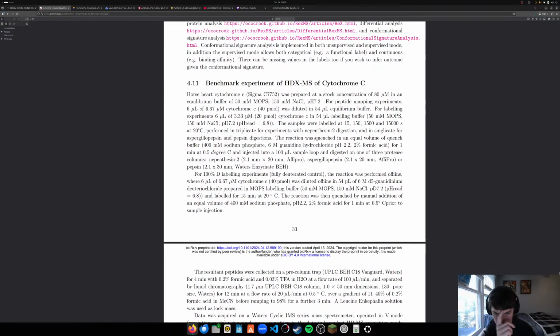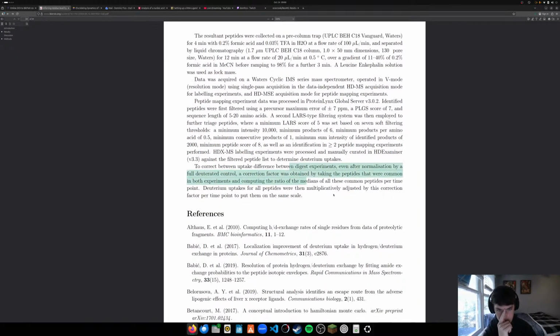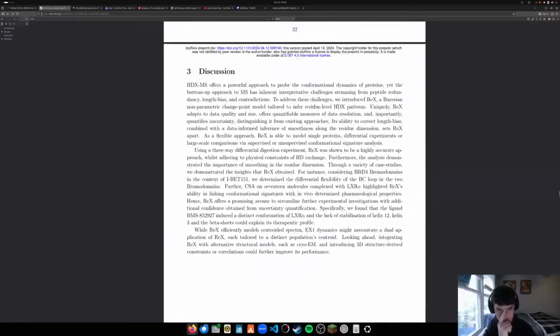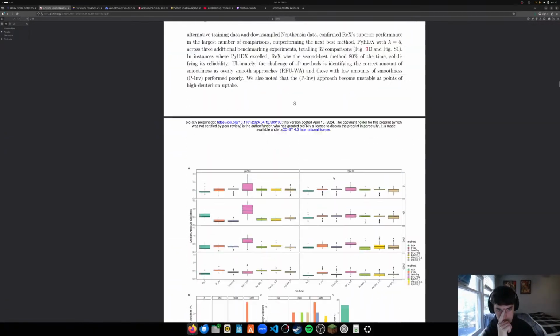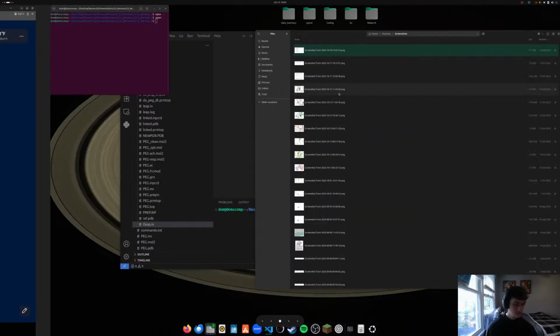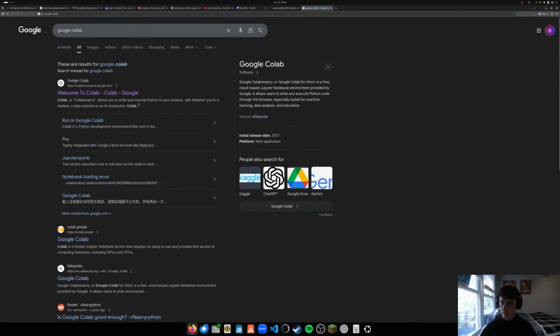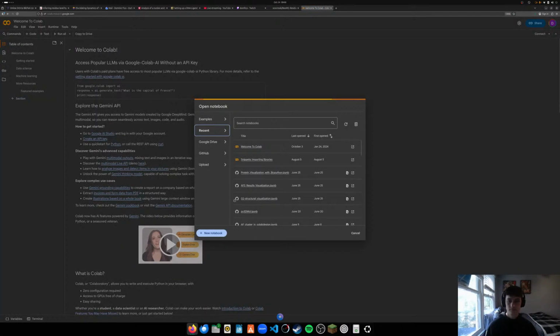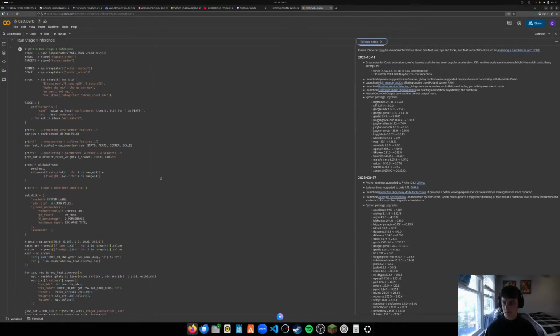okay, let's look at this. Let's just do the experiment. So I actually can do Cytochrome C. I think I have this in a Google Colab. Maybe here.